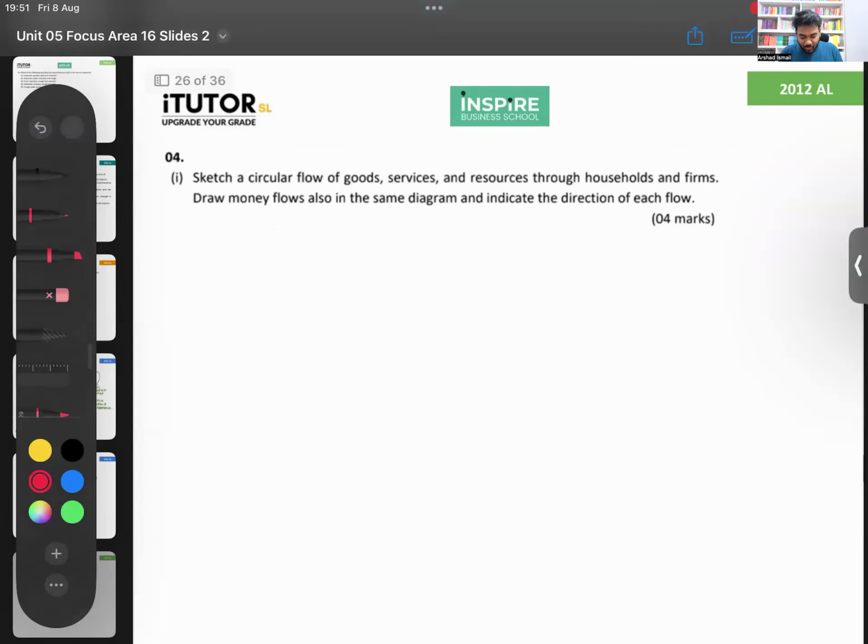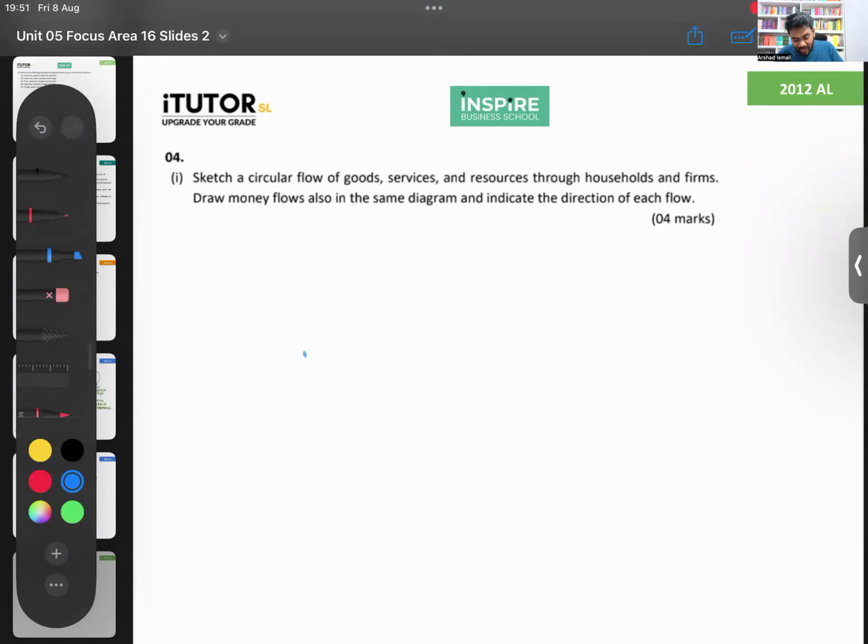2012 A-levels, question 4, part 1. They're saying, sketch a circular flow of goods, services, and resources through households and firms. Draw money flows also in the same diagram and indicate the direction. Easy, no? Now, should you draw the government and external sector here? The question is saying circular flow for households and firms. So a simple economy is enough. You don't have to draw the government and external sector.